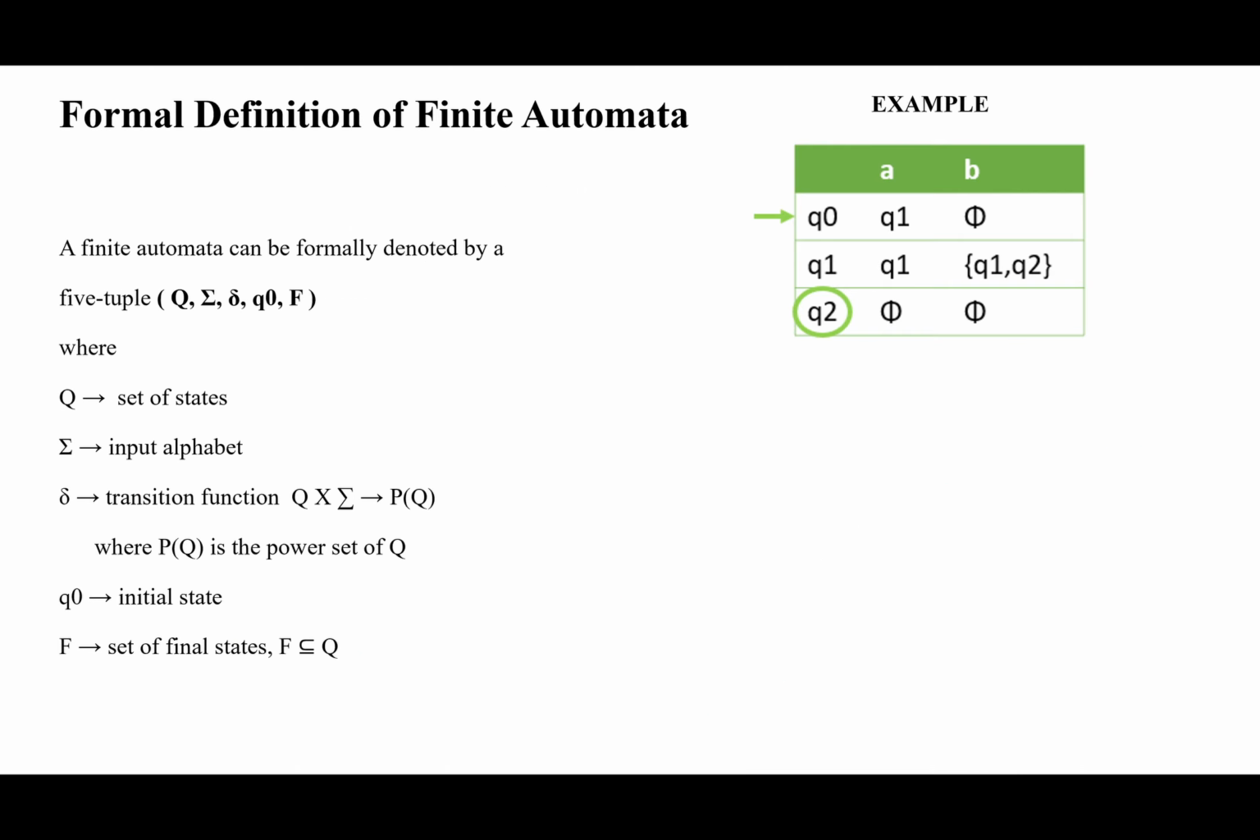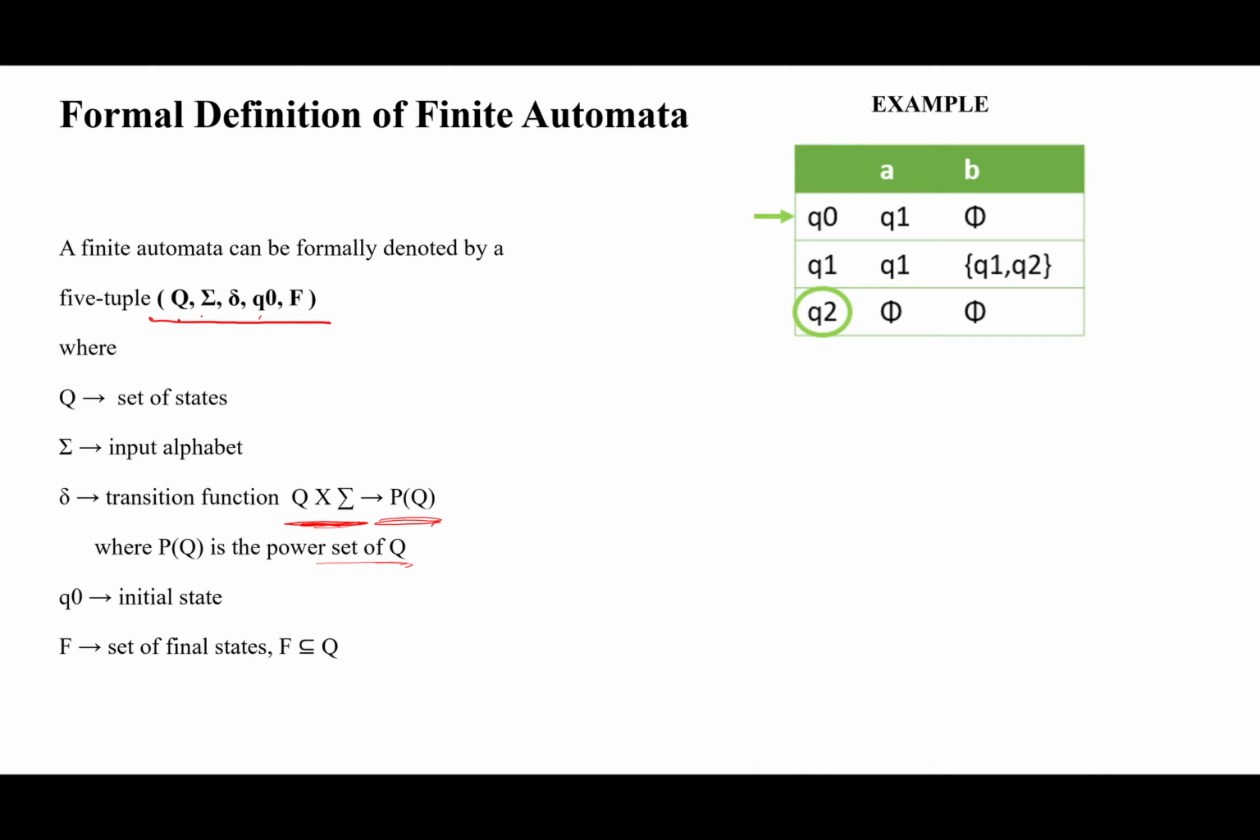Next we will see the formal definition of the automata. It is the same as the deterministic finite automata, so it also has 5 tuples. First one, Q is a set of states. Next one, sigma is the input alphabet. Delta is a transition function, so Q comma symbol gives P of Q, where P of Q is the power set of Q, because it contains more than one transition, so it is a set of states. Then Q0 is the initial state and F is the set of final states.